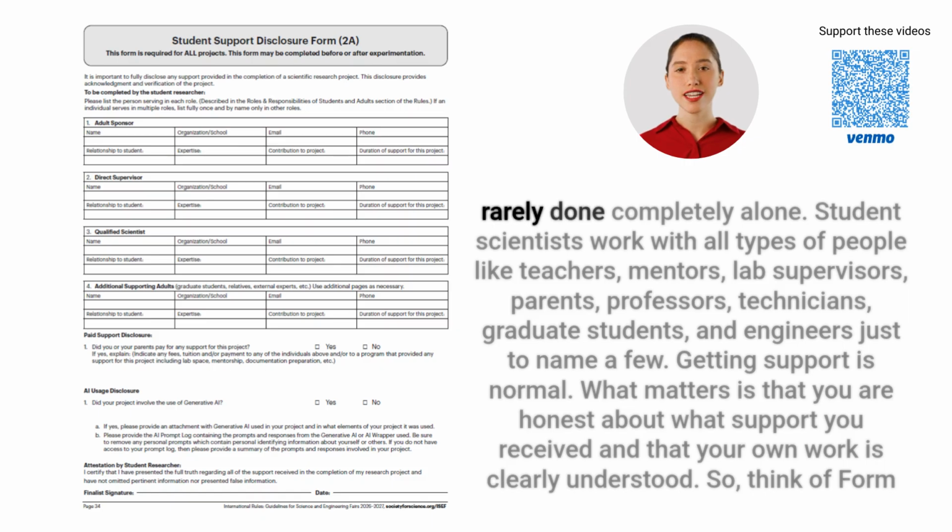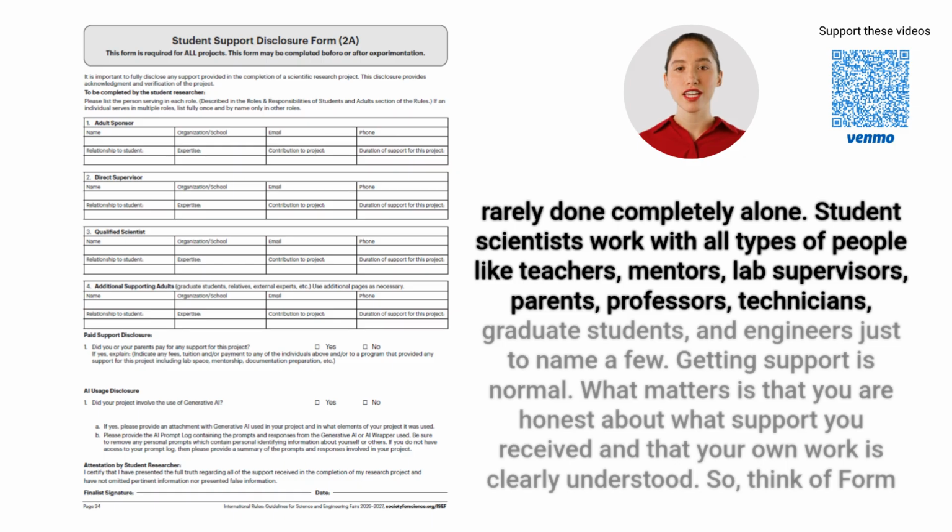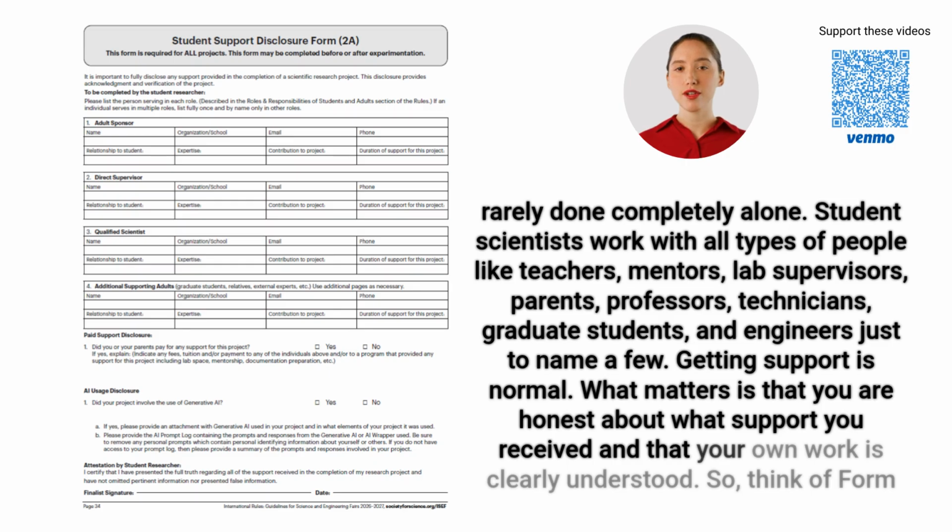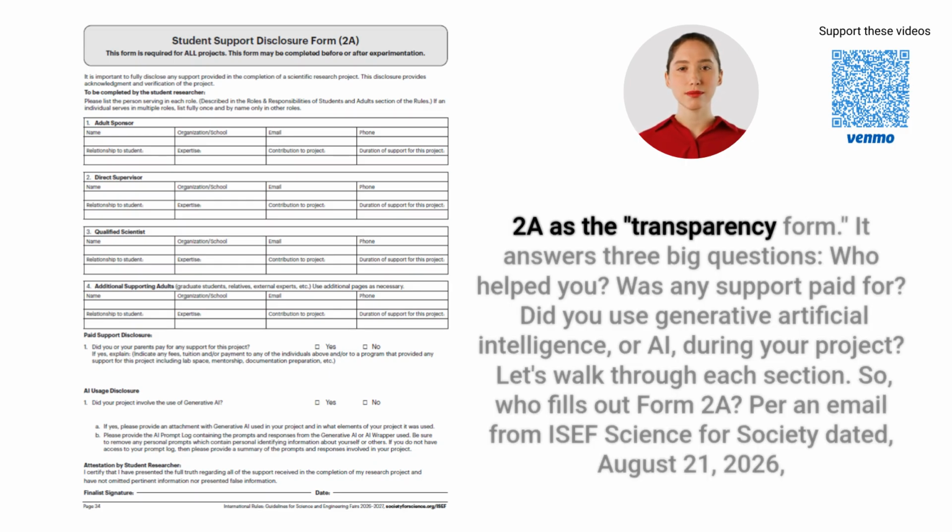Science is rarely done completely alone. Student scientists work with all types of people like teachers, mentors, lab supervisors, parents, professors, technicians, graduate students, and engineers, just to name a few. Getting support is normal. What matters is that you are honest about what support you received and that your own work is clearly understood. So think of Form 2A as the transparency form.